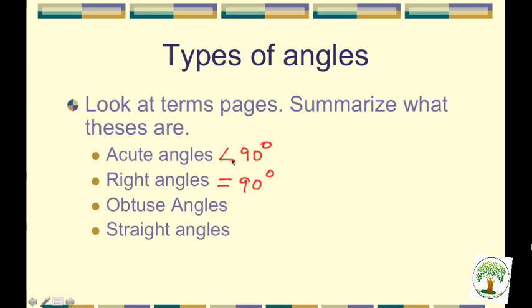Obtuse angles are greater than 90, but less than 180. What about straight angles? Does anybody know? Equals 180 degrees, that's right. It's one of those opposite rays. It's a line, okay? So I've got some pictures there for you to do some matching.